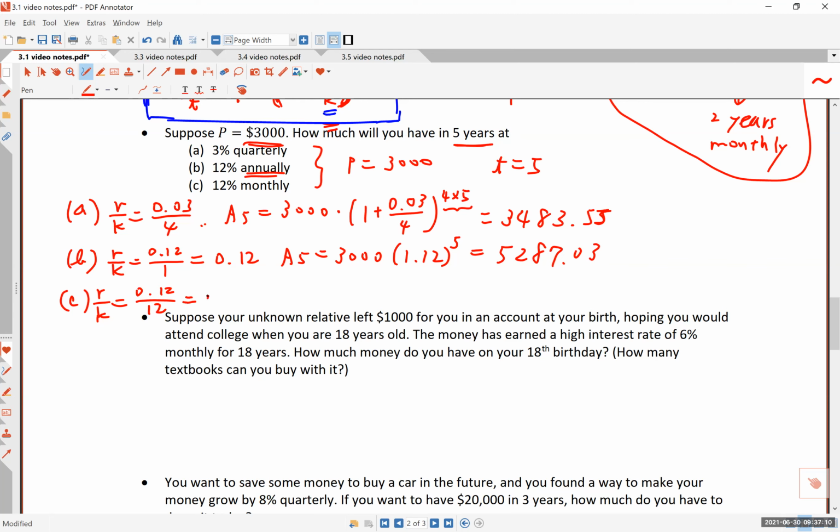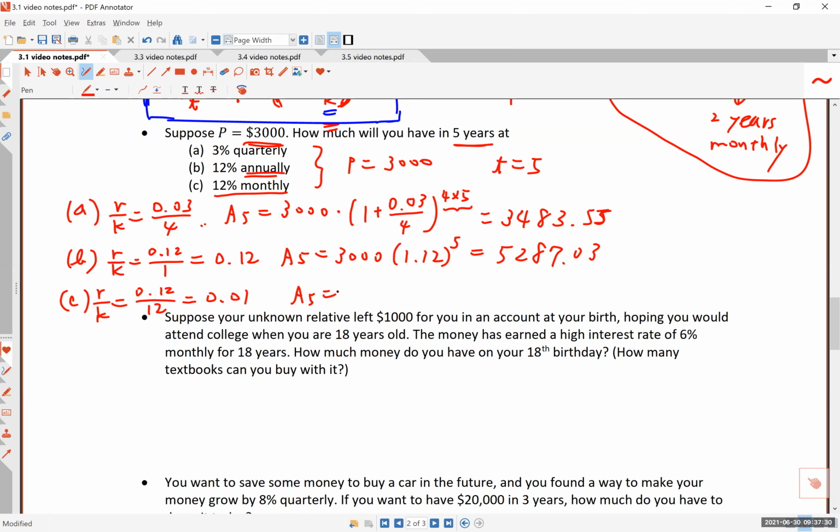For C, R over K is, well, look, this is 12% monthly. So you divide it by 12. 12% monthly, remember, means 1% every month. Okay, so that is supposed to add up to 12% for the whole year because you do this 12 times. And as I said before, 12% monthly actually does not equal 12% for the entire year, but that's okay.